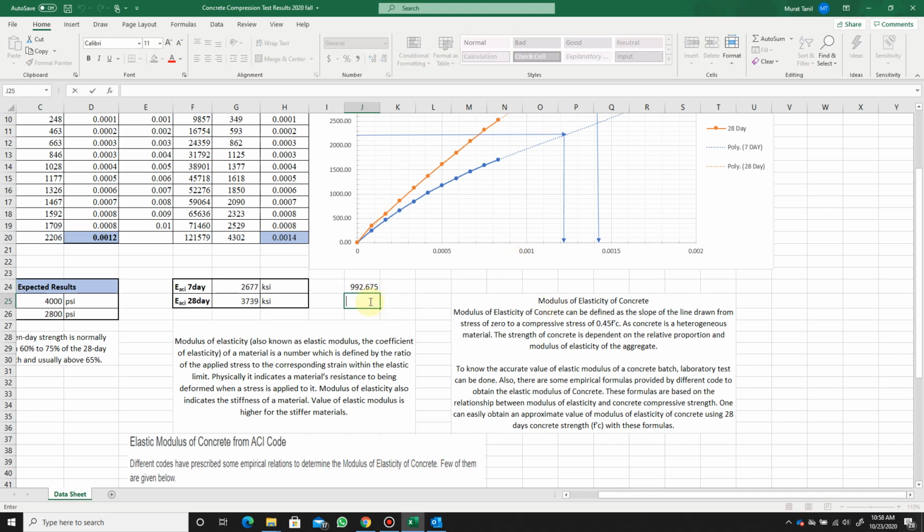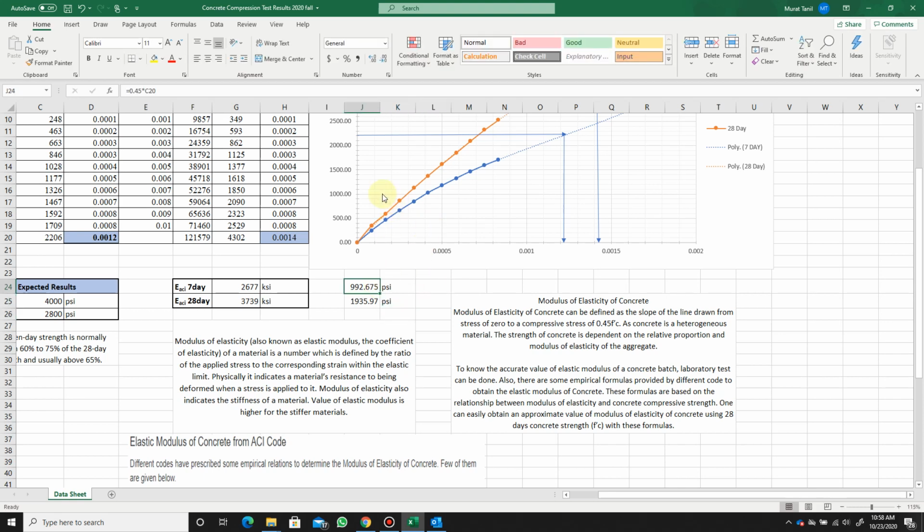992, and for the 28th day, this value 4,302, it is 1,935. These are in PSI, and this is in PSI.